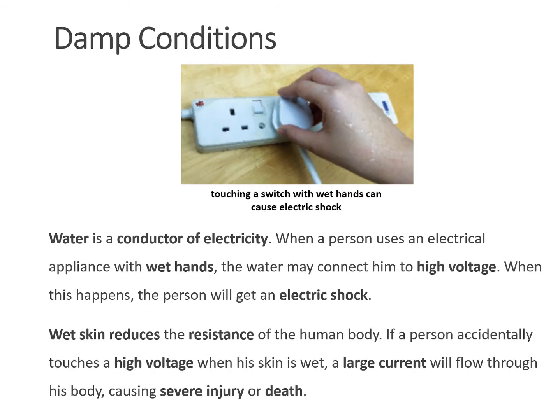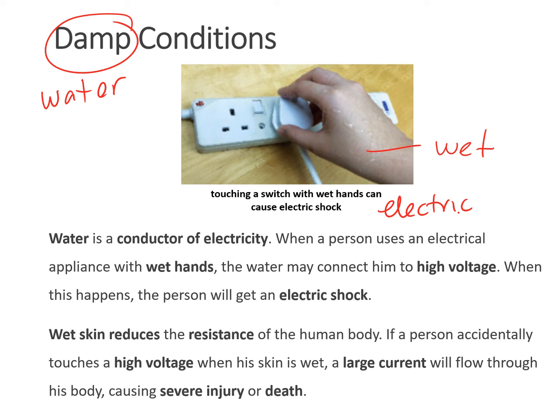Another way that we can get electric shock is what we call damp condition. Damp means there is water. Because our body is an electrical conductor, and if your body is wet, we are an even better conductor. So if you use your wet hands to touch an electrical appliance, then you are actually exposing yourself to the risk of electric shock.